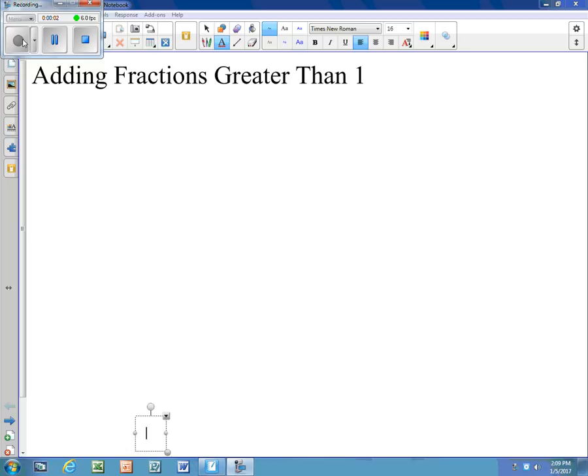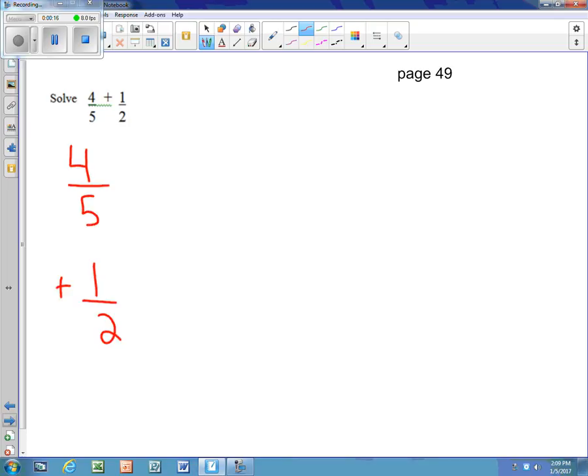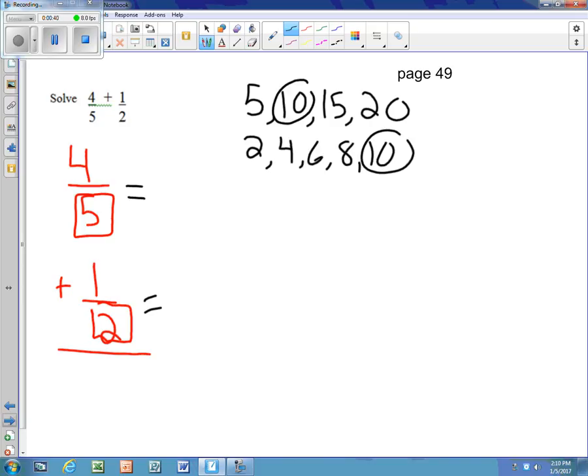This is Module 3, Lesson 4, adding fractions that are greater than 1. So when we have 4/5 plus 1/2, we do the same method that we did the day before. We rewrite vertically. We think of the multiples of 5 and the multiples of 2 to find the lowest common one between 5 and 2, and we know that that is 10. I know that because I skip count by each denominator for the multiples. And as I'm doing that, I see that 10 is the first number that shows up on both lists.